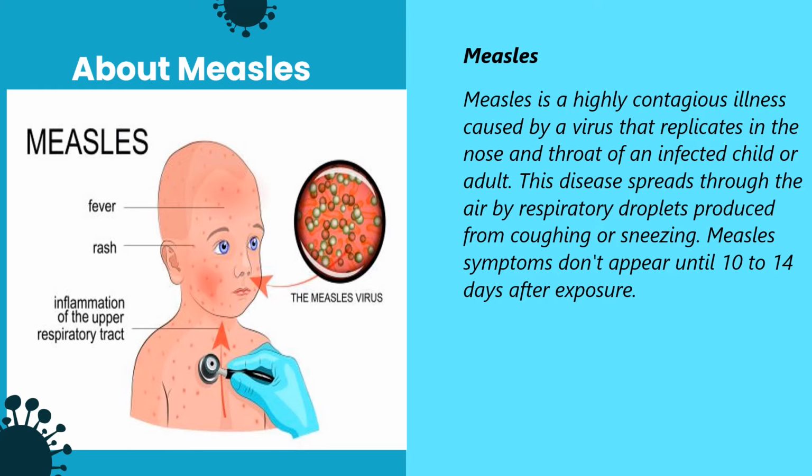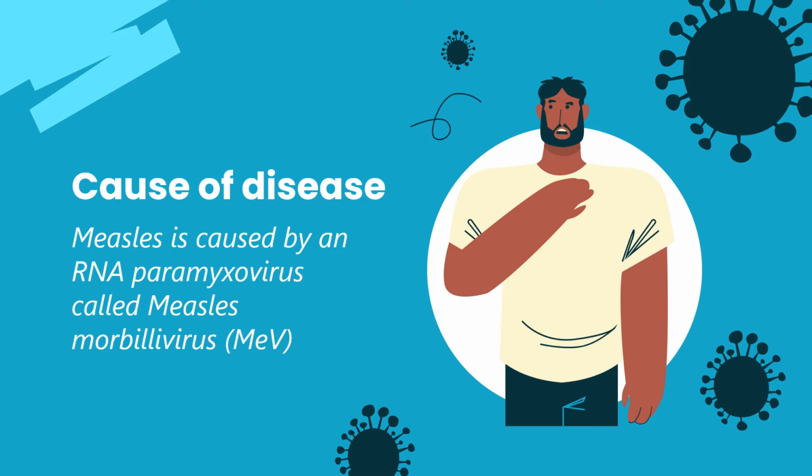Measles. Measles is a highly contagious illness caused by a virus that replicates in the nose and throat of an infected child or adult. Symptoms of measles are fever, rash, and inflammation of the upper respiratory tract. This disease spreads through the air by respiratory droplets produced from coughing or sneezing. Measles symptoms don't appear until 10 to 14 days after exposure.